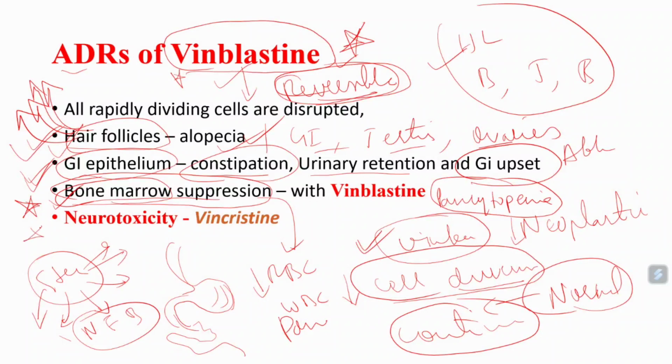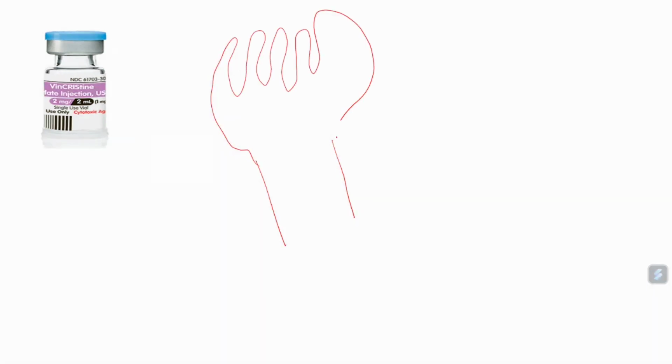And another very, very important adverse effect: it will cause neurotoxicity. Vinblastine and vincristin, both drugs, will cause neurotoxicity. They will cause peripheral neuropathy. For example, if you imagine this is the hand, the fingers, at these peripheral areas the nerves will be damaged. With that it causes peripheral neuropathy, a very dangerous adverse effect.